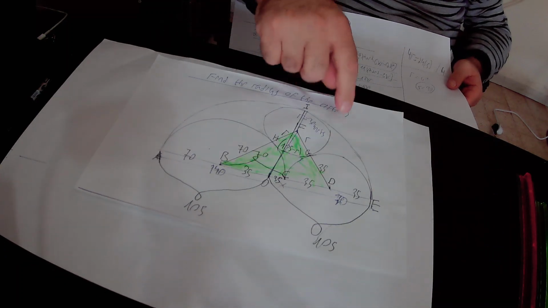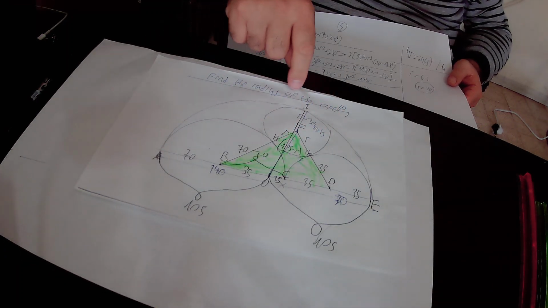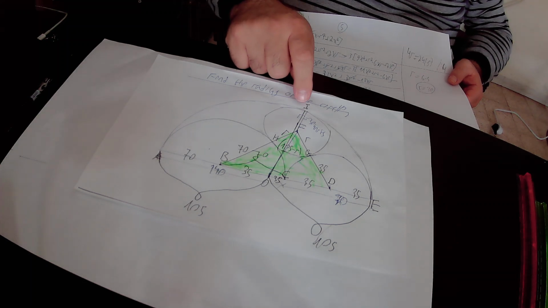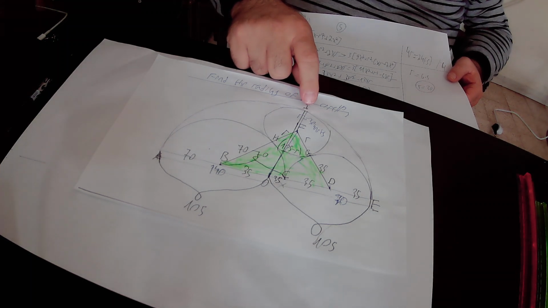Repeat again, the radius of this circle, that is the radius that we are looking for, equals r, that is equal to 30 units in length.